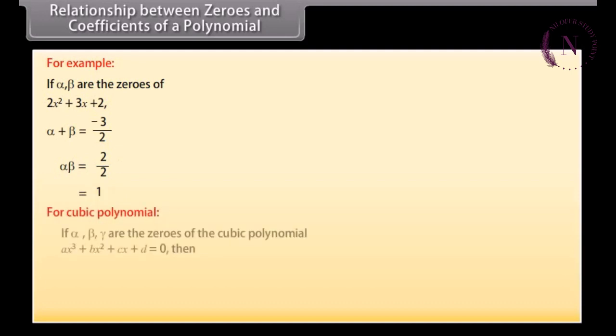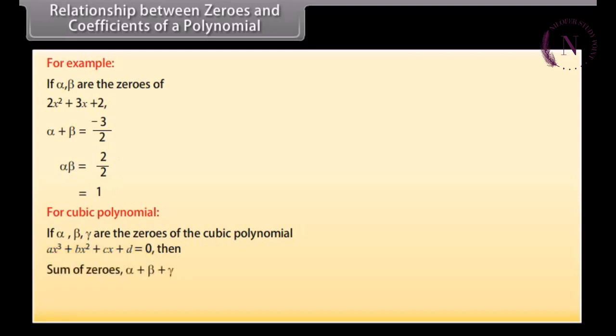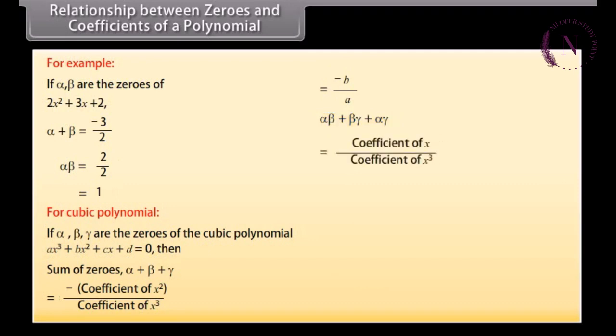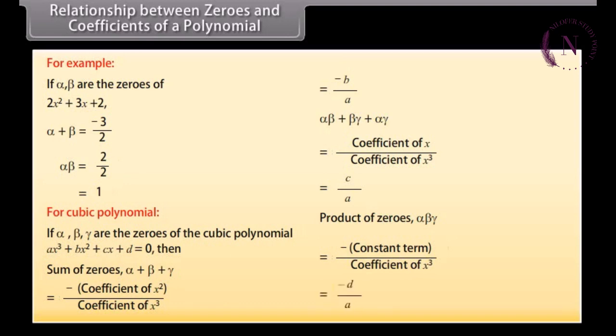For cubic polynomial, if alpha, beta, gamma are the zeros of the cubic polynomial ax³ + bx² + cx + d = 0, then sum of zeros, alpha + beta + gamma, is equal to minus coefficient of x square upon coefficient of x cube, which equals -b/a. Alpha beta + beta gamma + alpha gamma is equal to coefficient of x upon coefficient of x cube, which equals c/a. Product of zeros, alpha beta gamma, is equal to minus constant term upon coefficient of x cube, which equals -d/a.